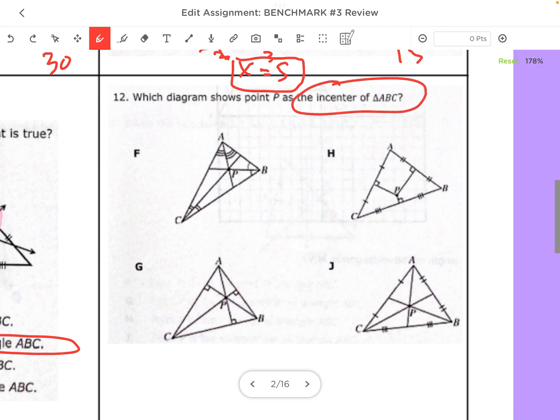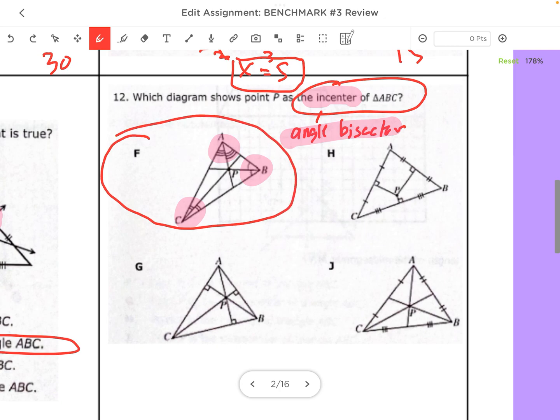All right, this one says keyword incenter. We know incenters are formed by angle bisectors. And this is the one that we talked about. We know the angle bisector is the only one that has this on it, right? It has to be the angle bisector, so that's why this one has to be the correct answer. All right, let's keep it moving.